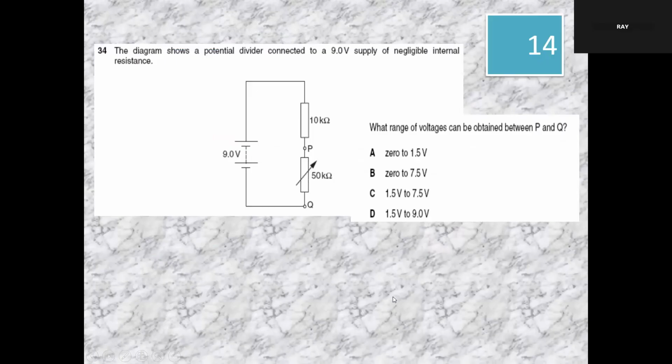Potential divider. What's the range of voltages that can be obtained between P and Q?